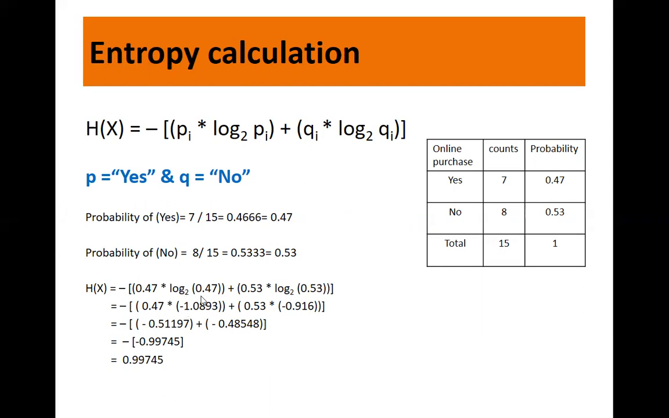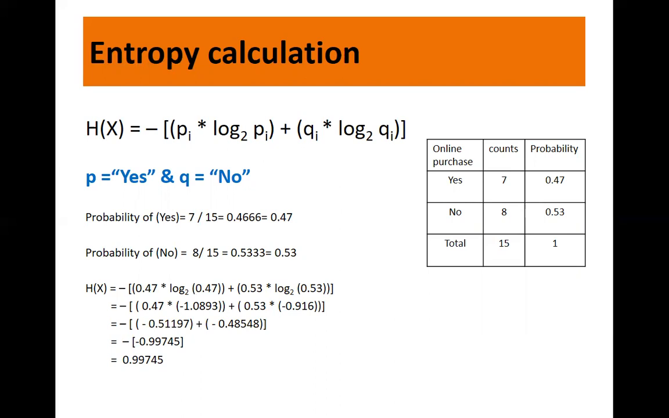Here log of 0.47 is minus 1.0893, and log of 0.53 is minus 0.916. Carry out the multiplication, then carry out the addition, and minus into minus becomes plus. So you get the entropy for the online purchase attribute as 0.99745.